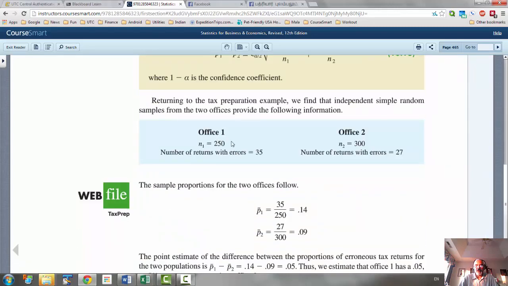From Office 1, we took 250 tax returns at random, 35 of them were erroneous, and from Office 2, we took 300 returns, and of those 27 were erroneous. So we can compute 35 over 250 is the sample proportion of erroneous returns from Office 1, and a similar statistic for erroneous returns from Office 2. Okay, let's now put all of this together, define the populations, and compute the sample proportions.